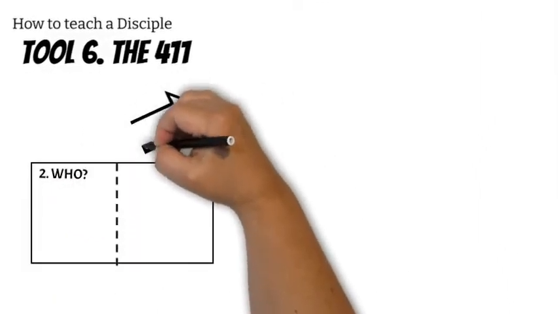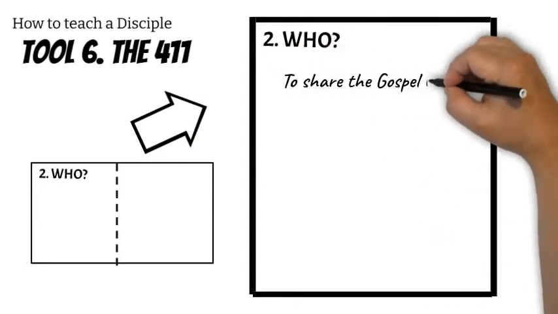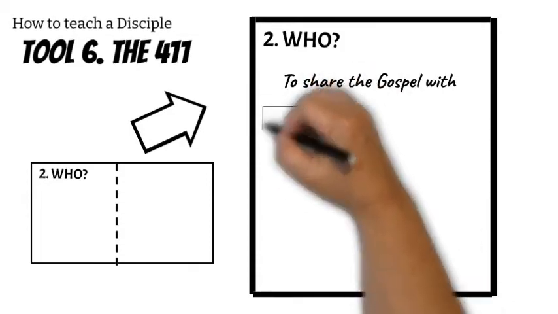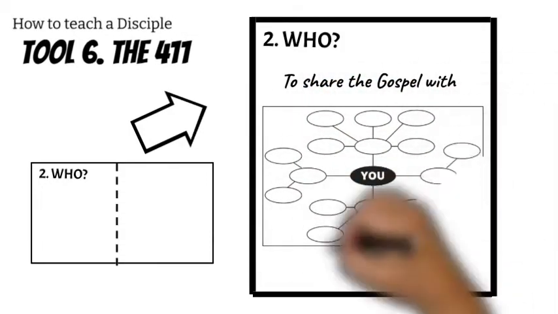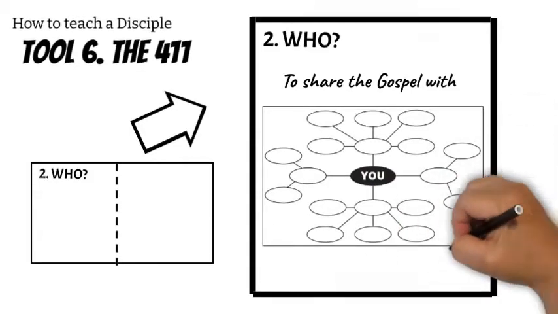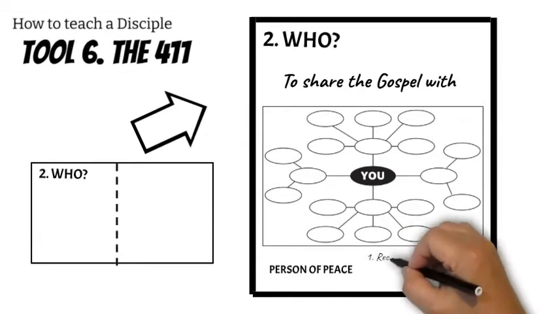Here you are going to train the new disciple to make his relational map. Ask them to draw a circle in the center and write their name inside. Now ask them to draw circles around and write the names of people close to them but who are far from God. Teach the new disciples to keep these people in constant prayer. Also, teach the new disciples to identify the 3 characteristics of a person, house of peace.